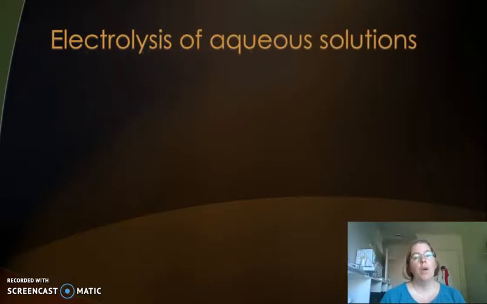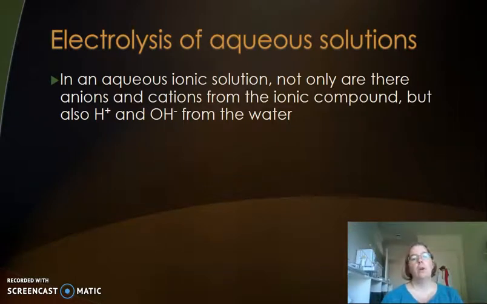So, when we have an aqueous solution and we're undergoing an electrolysis reaction in that aqueous solution, we need to consider what we've got present. So in an aqueous solution, we have two sets of cations and two sets of anions. We have the anion and cation that come from the electrolyte or ionic substance that we're dealing with, and we also have hydrogen ions and hydroxide ions from water.